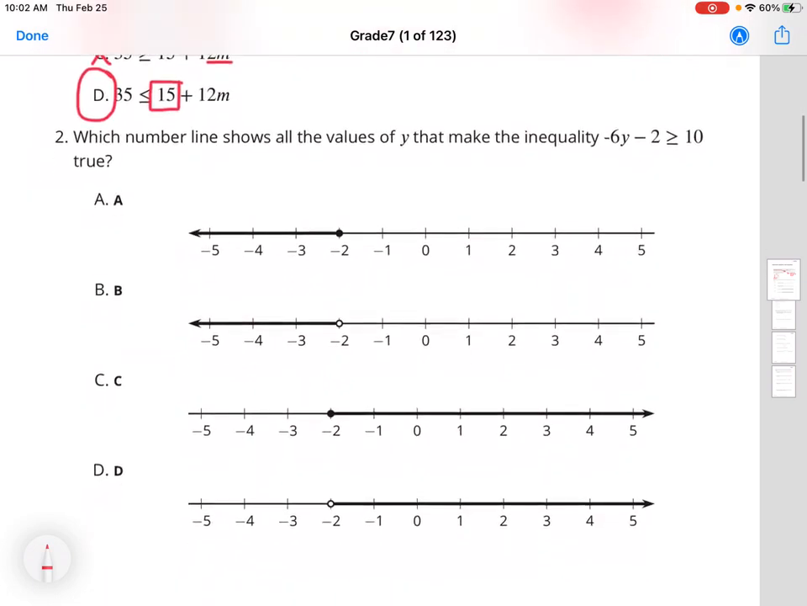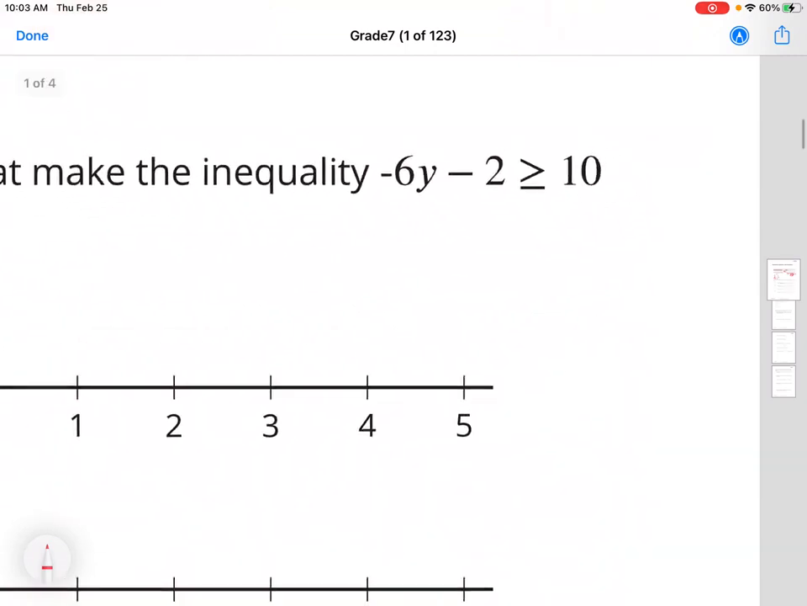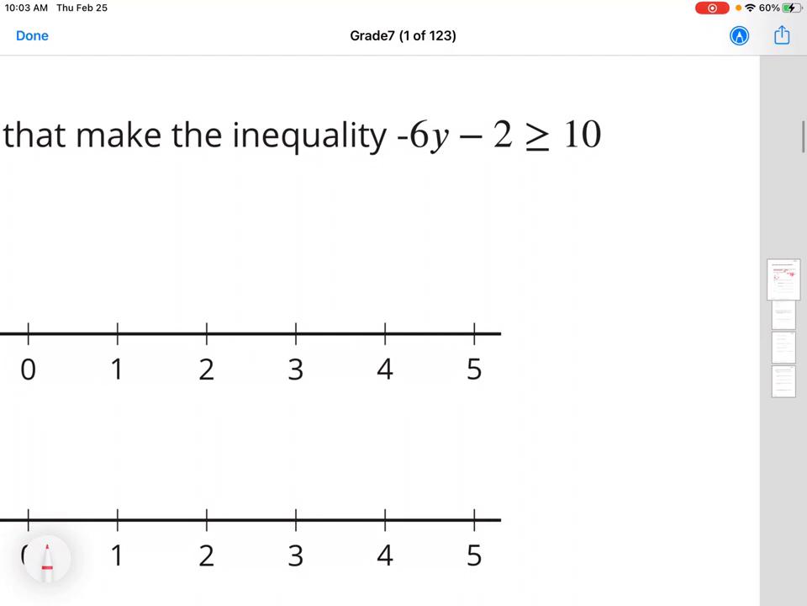On number 2, it says which number line shows all the values of y that make the inequality negative 6y minus 2 is greater than or equal to 10. So before I can graph an inequality, I need to solve my inequality so I know what my variable is greater than or less than. So I have negative 6y minus 2 is greater than or equal to 10.